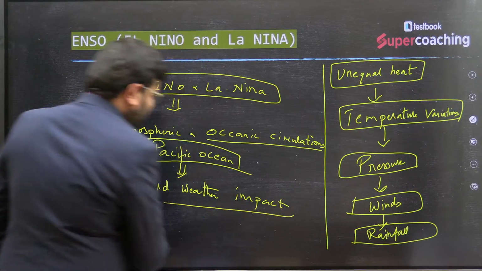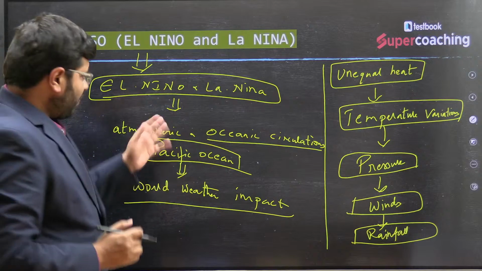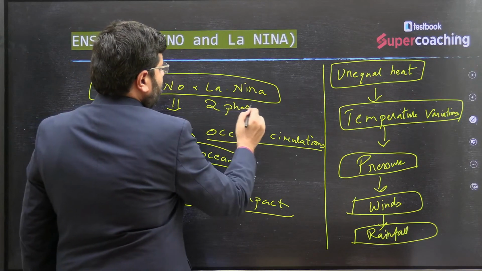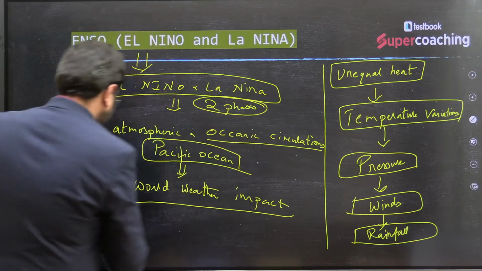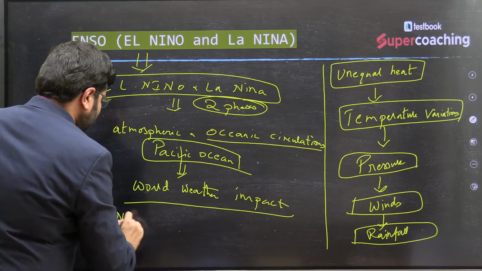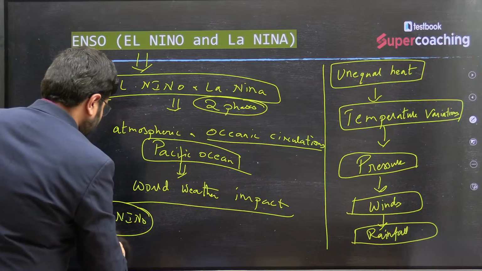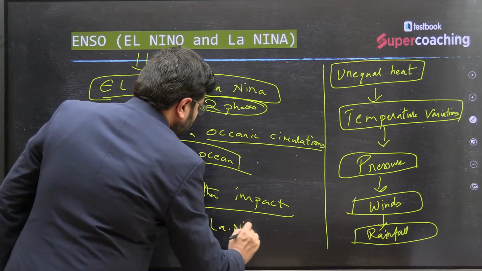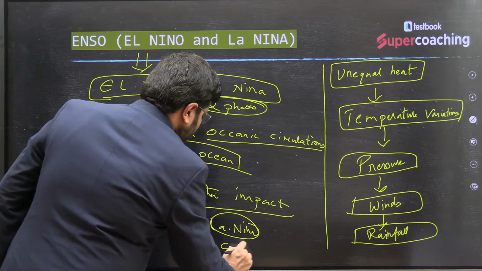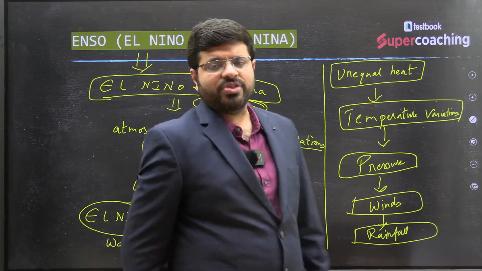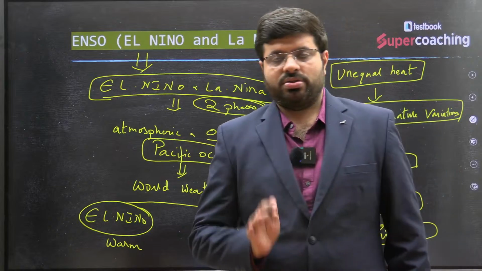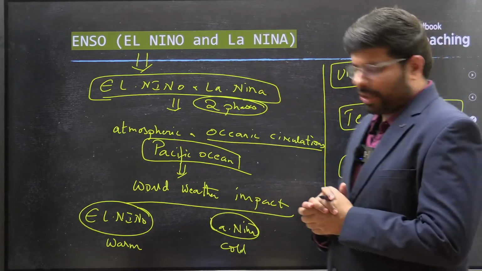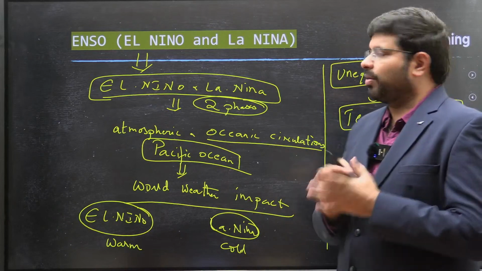So this is the base you need to remember. El-Nino and La Nina are 2 phases. El-Nino is the warmer phase. La Nina is the colder phase. And there will be a normal phase which we call a neutral phase. So this is the background you need to remember. So whenever you talk about El-Nino and La Nina, this is the background.